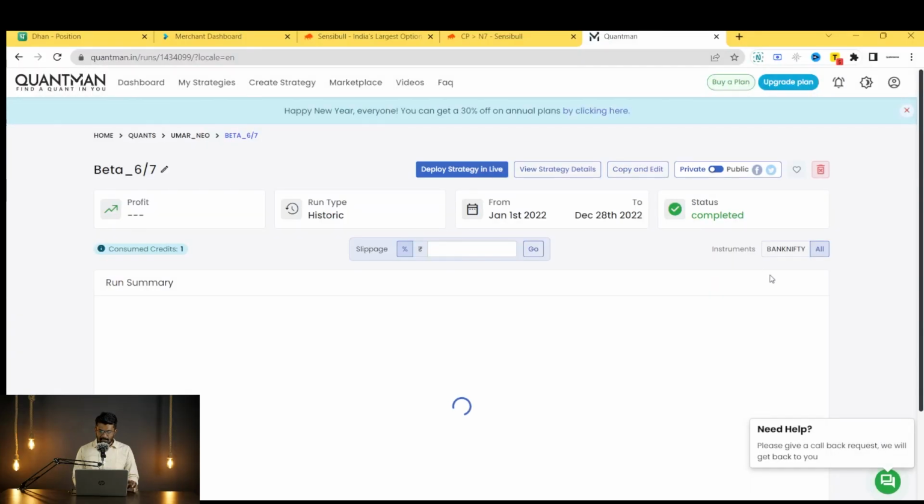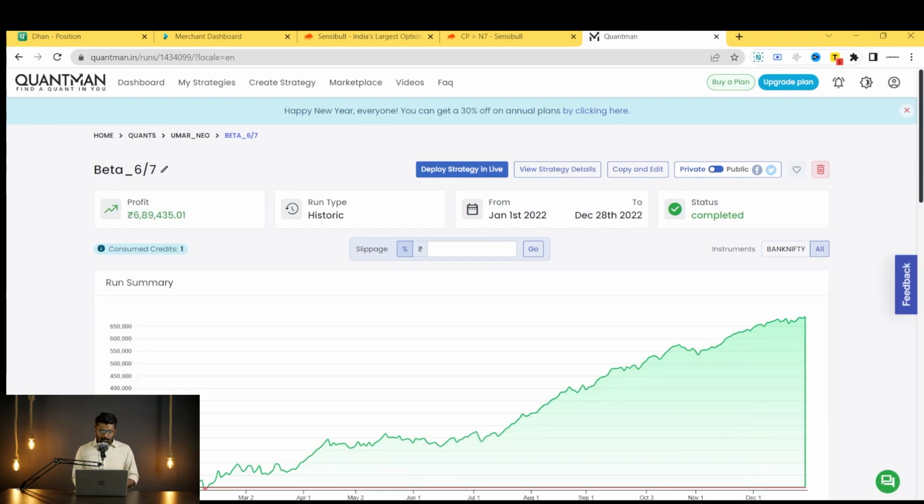This is a Bank Nifty strategy which is running live in algo. This strategy has given a profit of around 6 lakh 89,435 rupees. And do you know how much capital is required for this strategy to run? You will require a maximum of around 6 lakh rupees. So with 6 lakh capital, you are making 6 lakh 89,000. Do you think this is possible? That's why I'm saying it is hypothetical, because it may not happen.